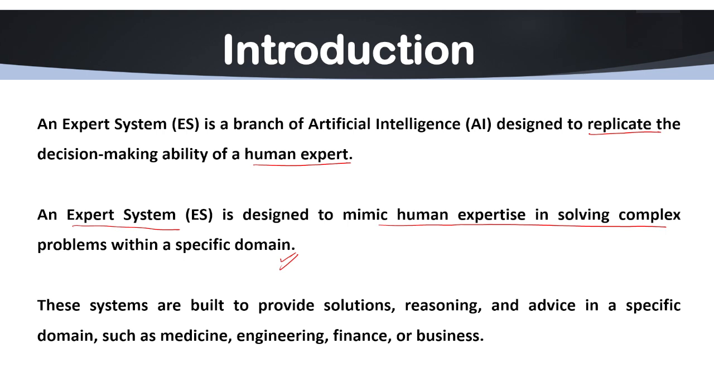Is that clear? If you have any doubt, you can definitely share with me in the comment section. I will surely help you, right? These systems are basically built to provide solutions, reasonings, and advice in a specific domain, such as for medical science, we have to create a separate expert system. For engineering, we have to create another expert system, like for finance or business. Clear?